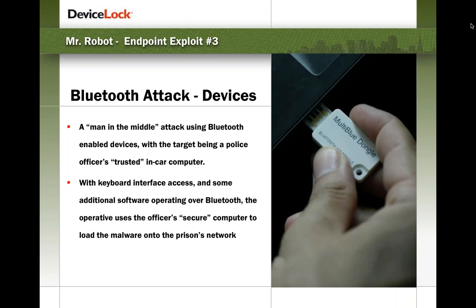So these are three of the endpoint attacks that we'll be looking at as a way to thwart in the upcoming slides with our device lock solution. However, there's a significant fourth exploit, which I think is actually the most important one, and we'll take a look at that even more closely after we discuss how device lock is able to deal with the first three exploits.